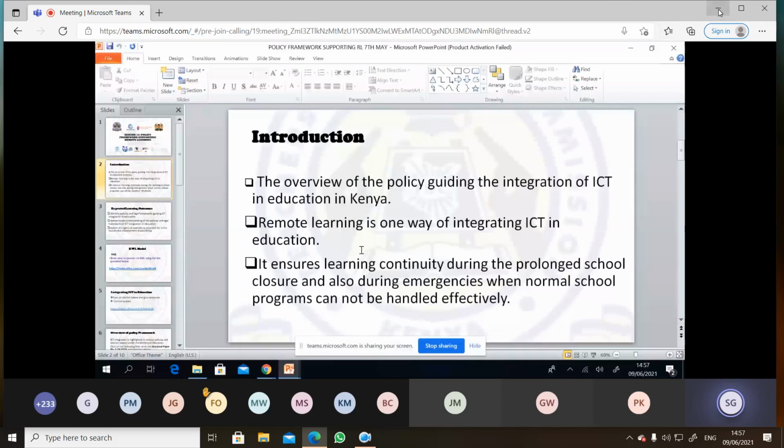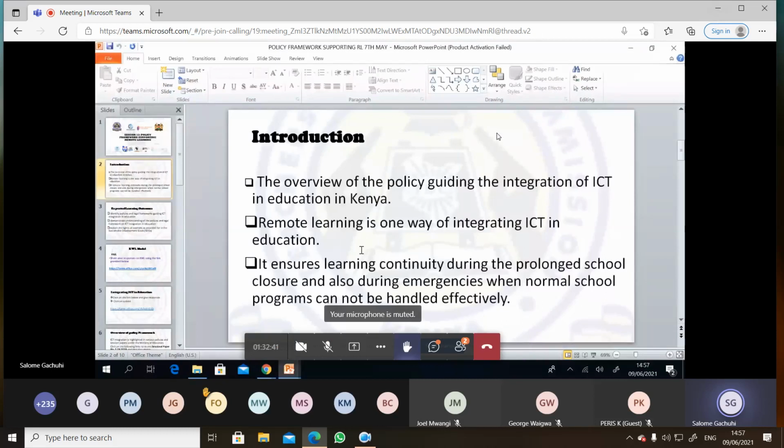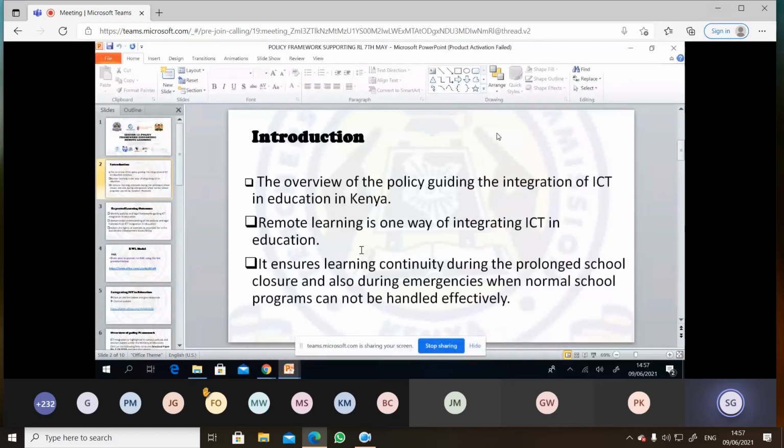COVID-19. We have seen that that was an emergency that caused school closure, and it was so prolonged. It was for a long time. So if everything was in place, the learners would have been able to interact with the teachers, and learning could have continued normally. Maybe the school calendar would have remained as it was, and not been changed and revised.